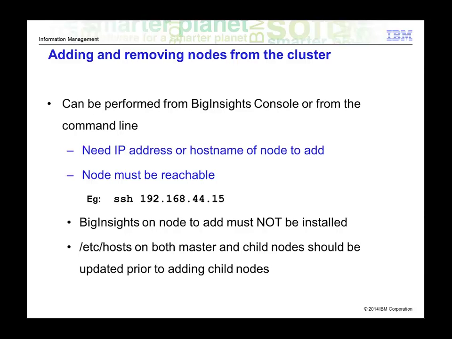Adding nodes can be performed from the Big Insights console or the command line. To do so requires either the IP address or the host name of the node to be added. The node to be added must also be reachable, and as a matter of fact, it works both ways. The master and child nodes must all be able to communicate with each other. In this case, a child node refers to the node that is being added. It may not have Big Insights already installed on it. When the node is added to the cluster, the Big Insights code is transferred to the node and installed.